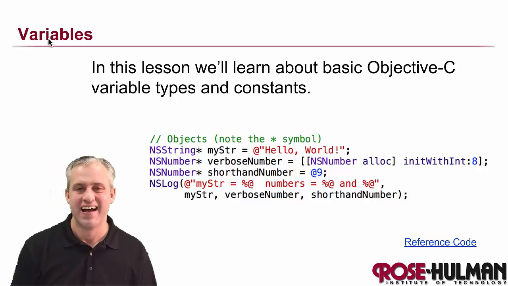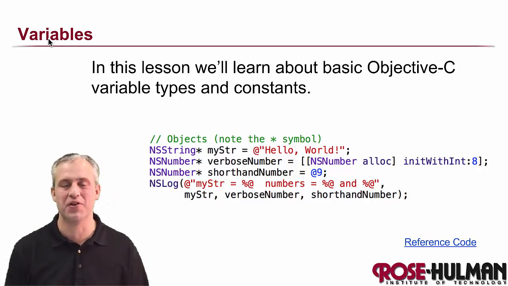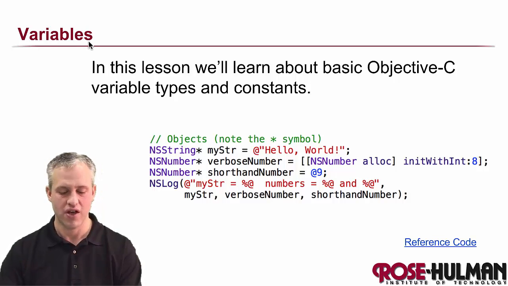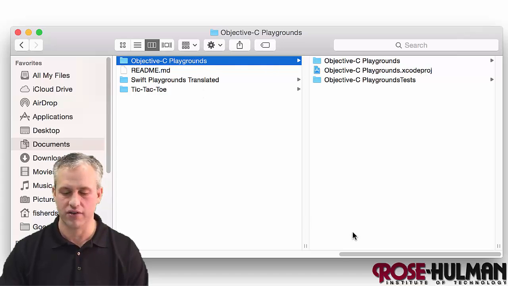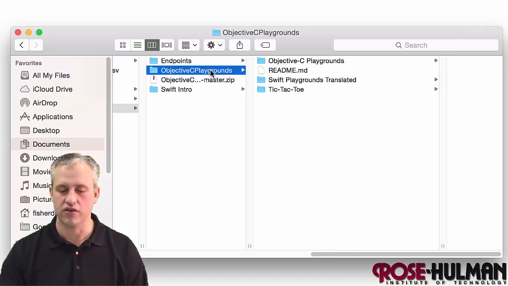All right, welcome back. So it's time to get started with our playgrounds, our fake playgrounds, and we're going to get started with variables. So the first thing you're going to want to do is open up the project. In the zip that you downloaded, you can see that there were three.